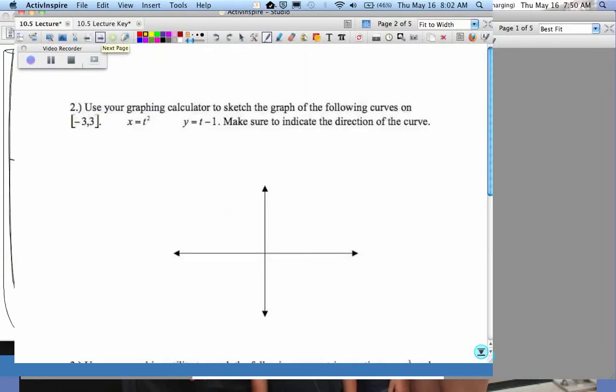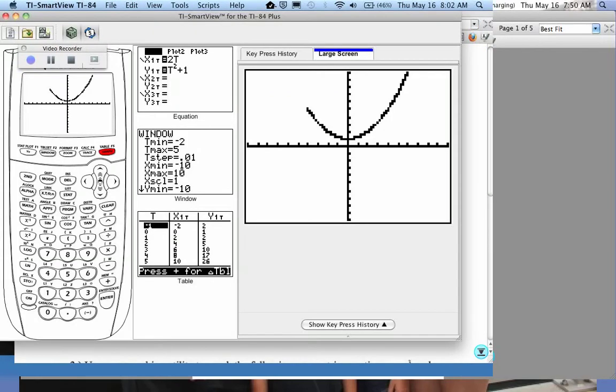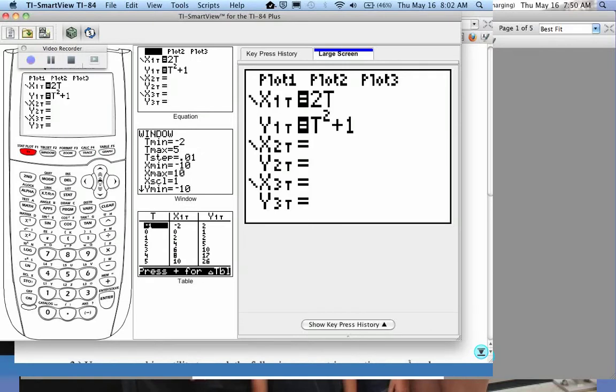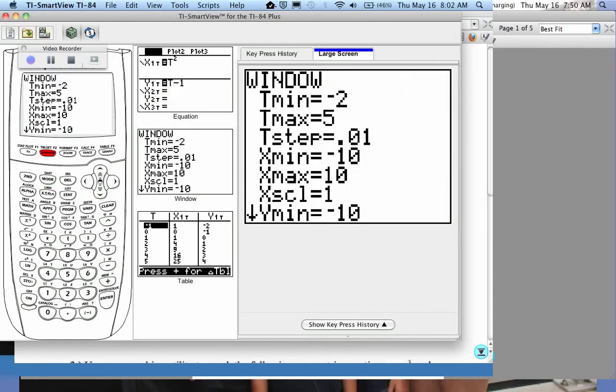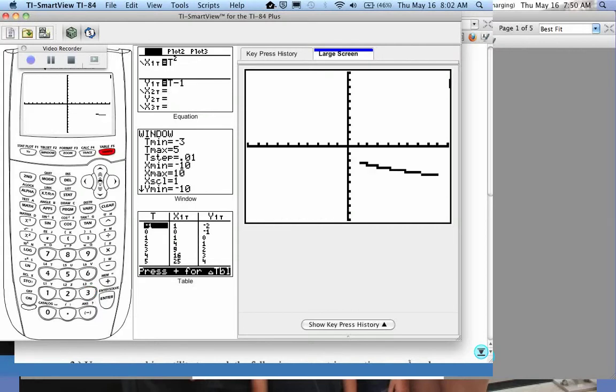Okay? So we're going to use the graphing calculator to do the following curves. Again, they are giving us a range of values. So we'll go back to y equals. What was the first equation? T squared. And the second equation was T minus 1. And this time they're asking us to go from -3 to 3. I just know from the equations we're doing that we can go ahead and keep it at 0.01.